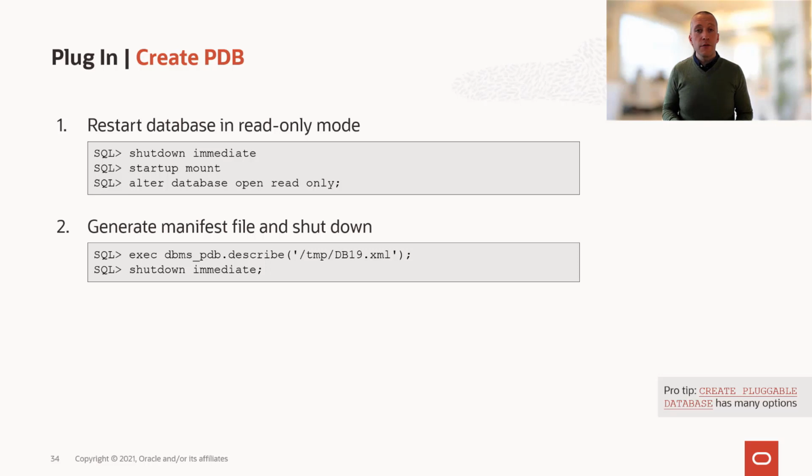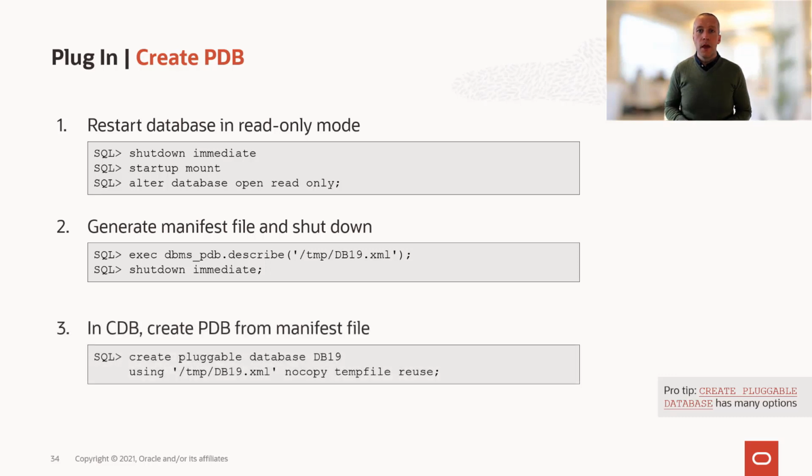After generating the manifest file, I now shut down my non-CDB database, and I won't need that anymore. In my container database, I can now create a new pluggable database. I give it a name, and I refer to the manifest file that I just generated. And that's it. In this example, the database will reuse the data files where they are located, and now you have created a pluggable database.